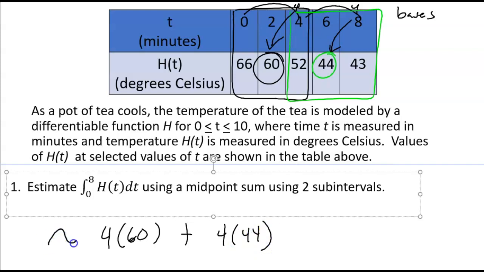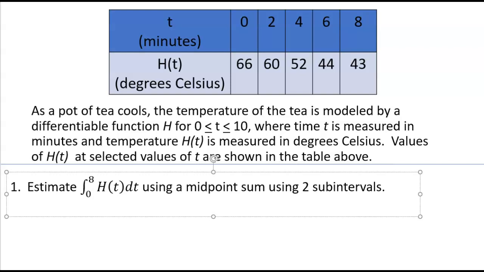And once again, this is an estimation. I'm not going to work it out, but there it is. And that would roughly give us the area under the curve. So those are the different types of Riemann sum problems you can expect to find. Those are good ways to estimate the integral of the function in the table.